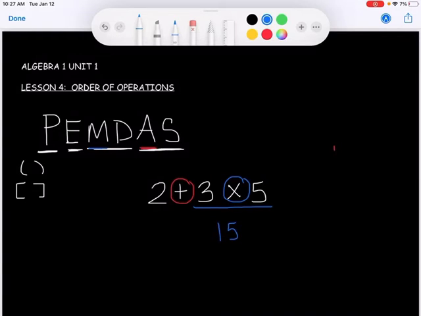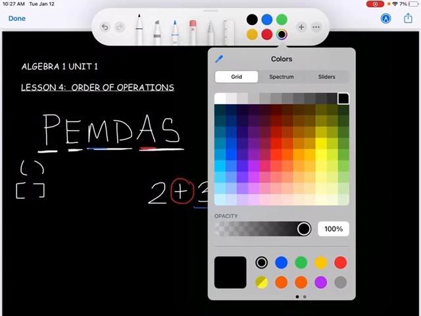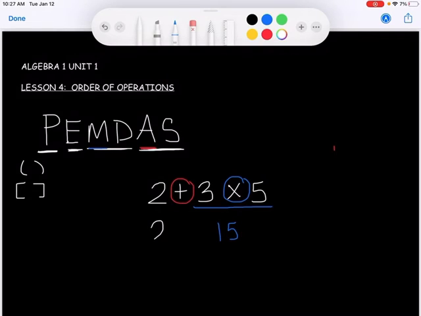Okay, so then we need to bring down what we haven't done, which is, sorry, one second. Let me change the color. Bring down that 2 plus. Now, you don't bring down the 3 because you already used it. It was 3 times 5. So now, all that's left is the addition. We've got 2 plus 15, which is 17. There we go, 17 here.